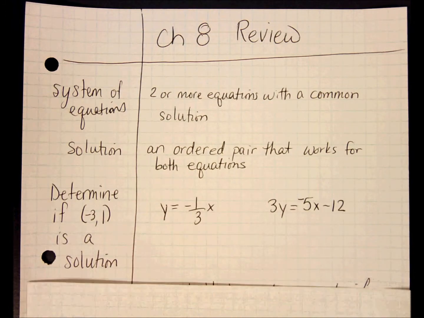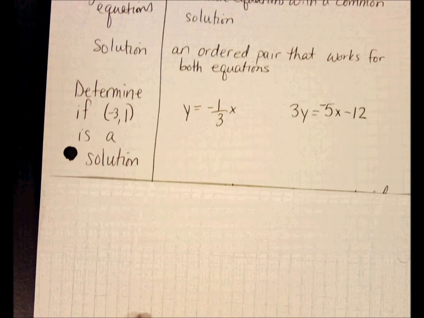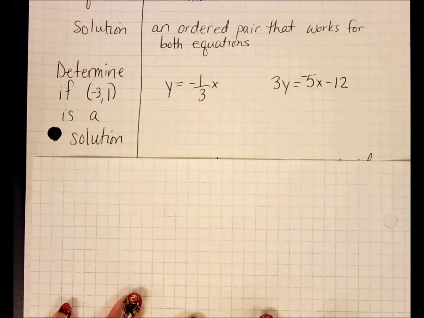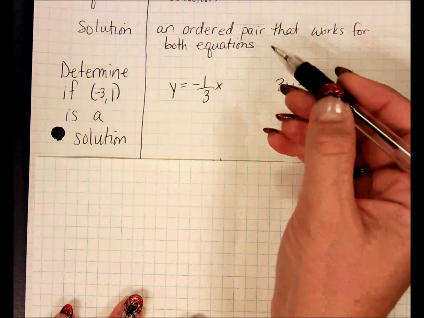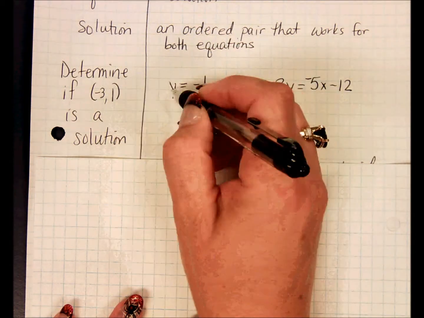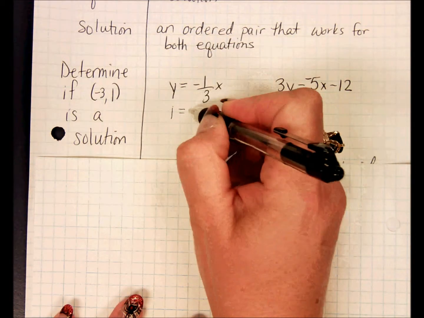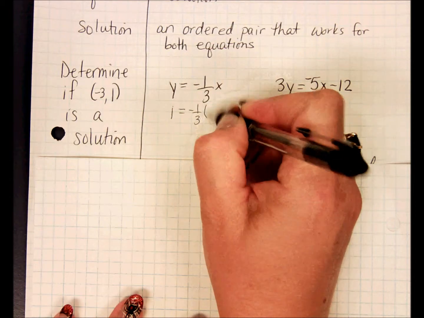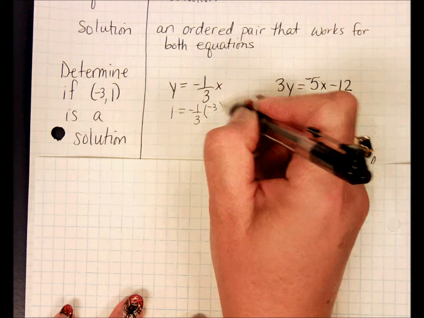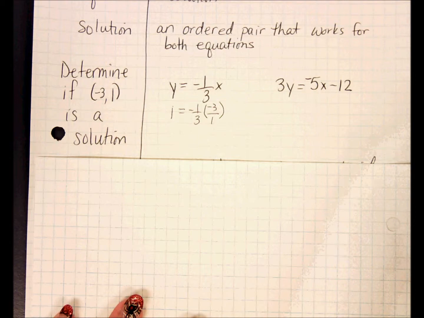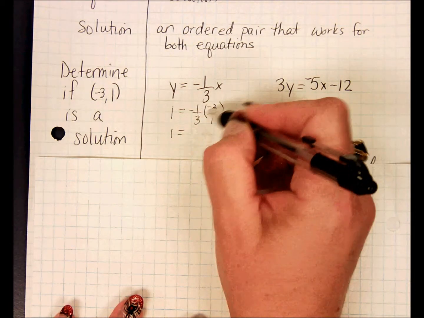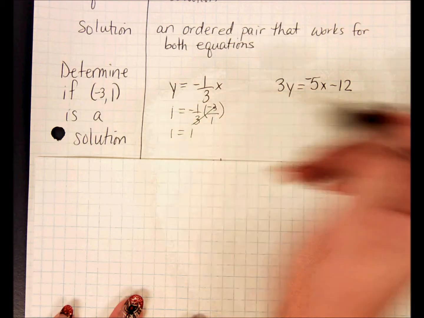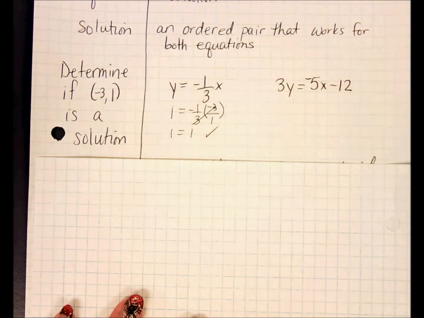So we want to know, is this a solution for this set? All you need to do is substitute and see what happens. So y is 1, negative 1/3 times x, and x is negative 3. Remember, you can always put it over that. A negative times a negative is a positive. Well, here's 3 divided by 3, so I end up with 1. It works for this equation.